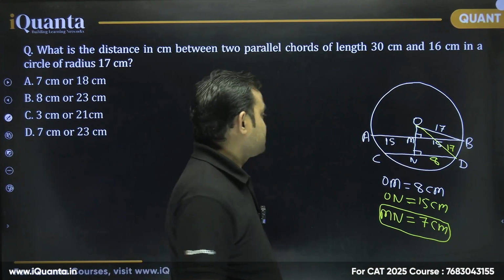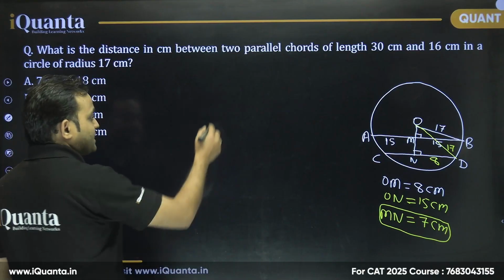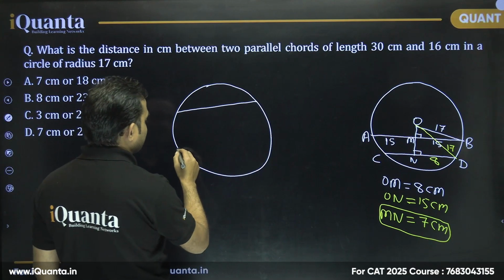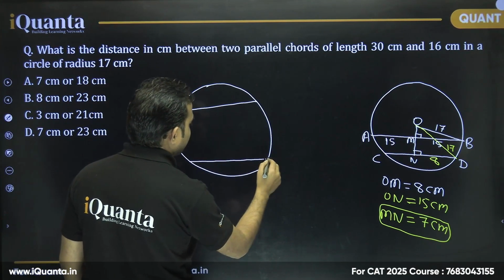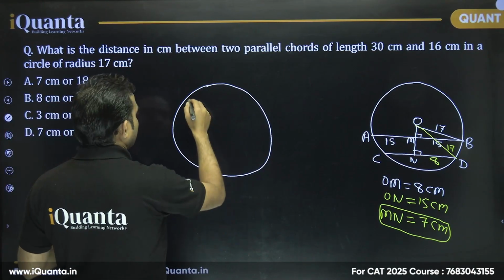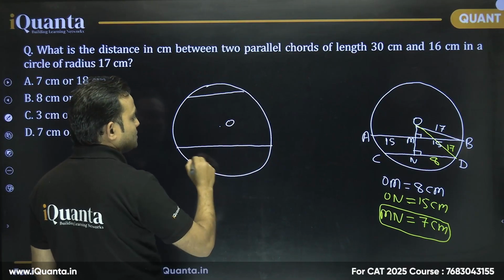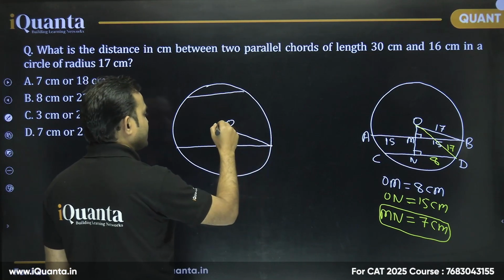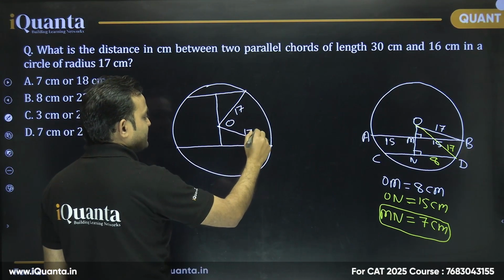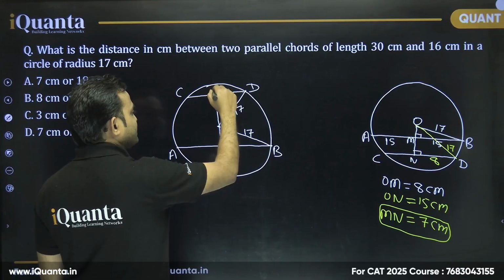But if you check the options, there are two different possibilities, right? So what is that second possibility? Can we say that the second possibility will be when one of the chords is on the other side of this given center. So in that case, let's draw it something like this. This is center O. Now if I join this one, I can also join this one. These radii are known, which are 17 and 17. This is AB, this is CD, this point let's say M, this point is N.